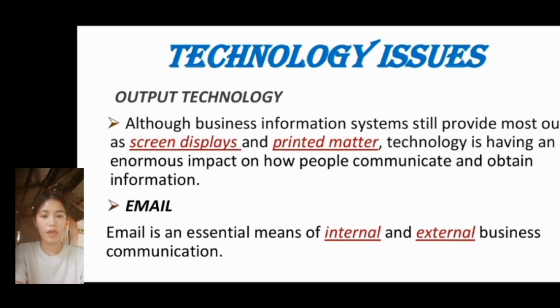Technology issues have an impact on output technology, although business information systems still provide most output as screen displays and printed matter. Technology is having an enormous impact on how people communicate and obtain information. And we have email. Email is an essential means of internal and external business communication.